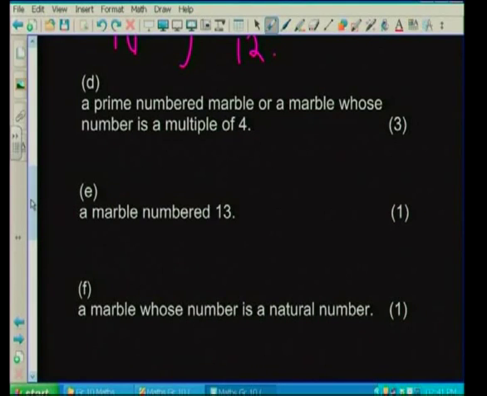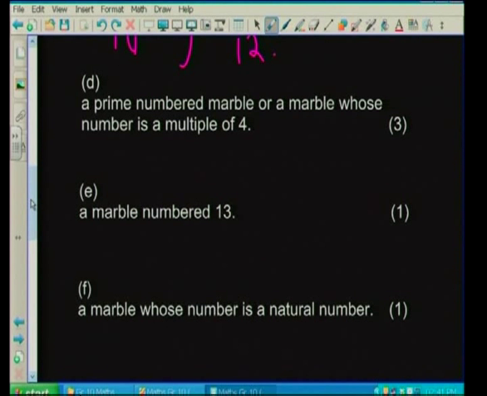So now that I've put everything into a nice Venn diagram, let's have a look again at the question. It wasn't 100% necessary to draw a Venn diagram, but it's so much fun. Right, so the question asks us, what is the probability of drawing a prime numbered marble or a marble whose number is a multiple of 4?